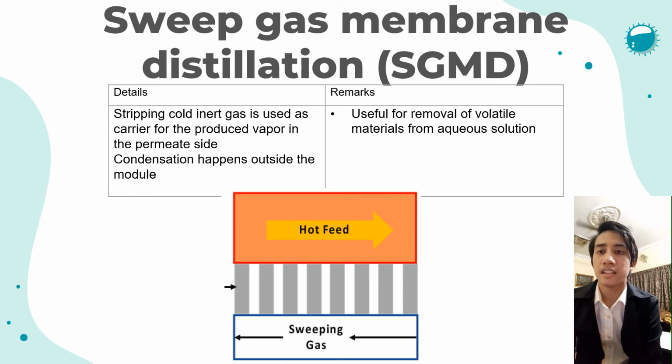Sweep gas in this configuration reduces the mass transfer resistance as compared to air gap membrane distillation. However, it needs a separate condenser outside the module, which adds additional cost to the SGMD configuration, and also a leak-proof gas system is required for this configuration.